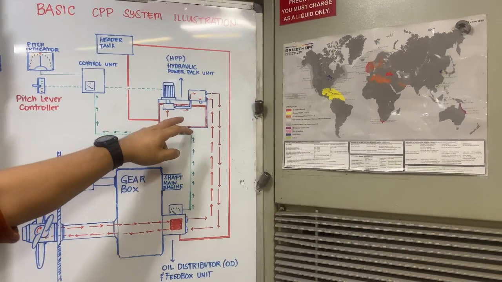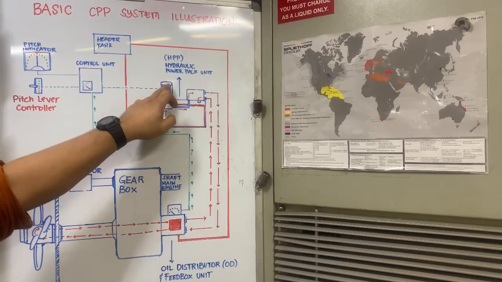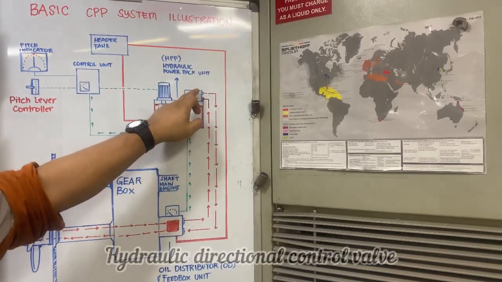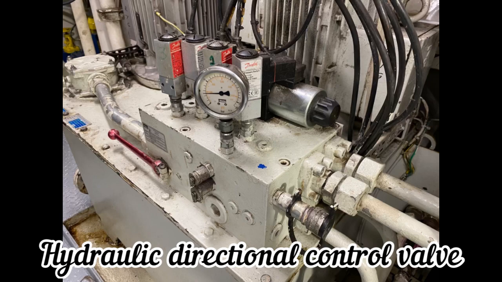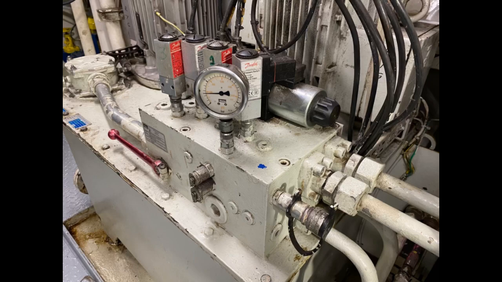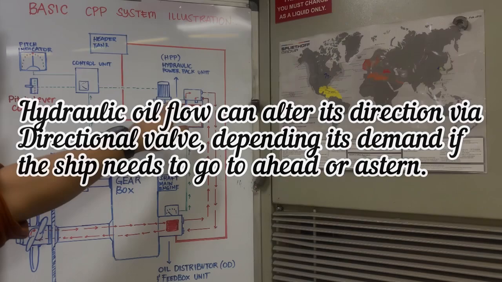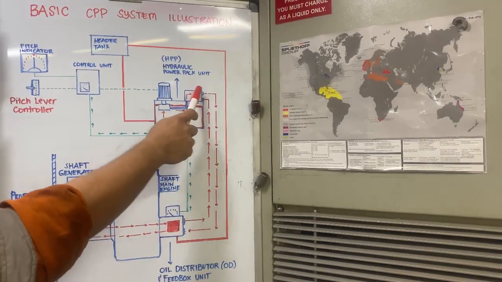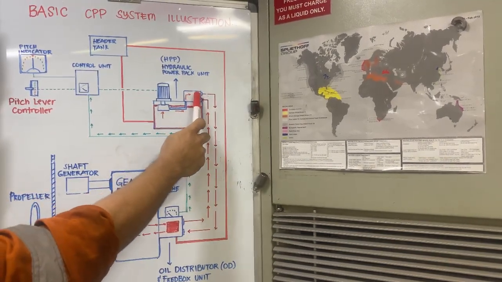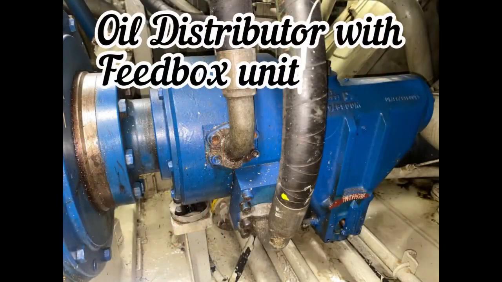Where hydraulic oil will be pumped from the tank through a hydraulic pump to your directional valve. This is your hydraulic directional control valve. This controls the direction of your hydraulic oil. And from your directional valve, hydraulic oil will be pumped through the oil distributor. Now you have this oil distributor with feedback unit.